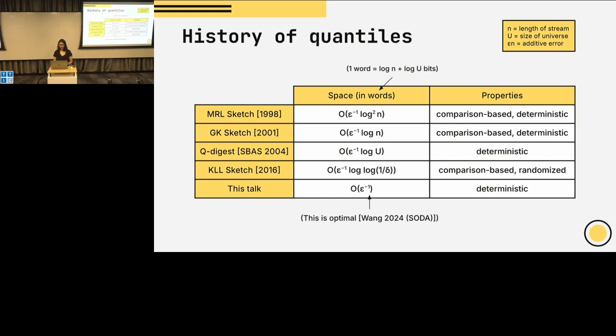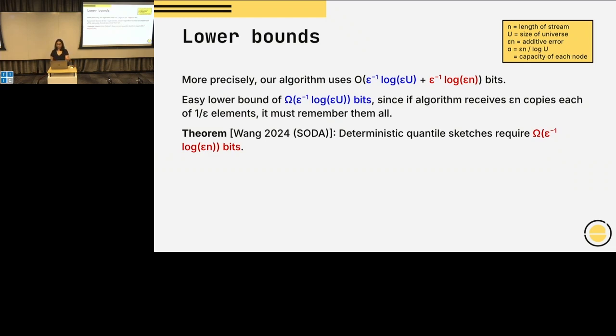Yeah, so now I'm going to quickly go on a digression about the lower bound. So I say this is optimal. I guess precisely what I'm saying is that there's a lower bound that matches this upper bound of epsilon inverse log u plus epsilon inverse log n bits. So the epsilon inverse log u is super easy to show. It's not too hard to see why.